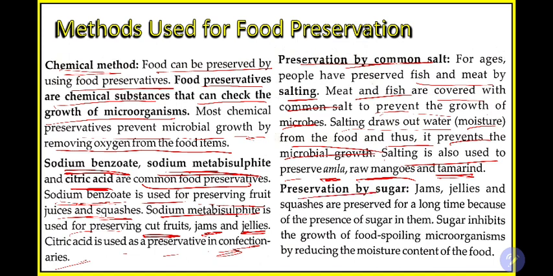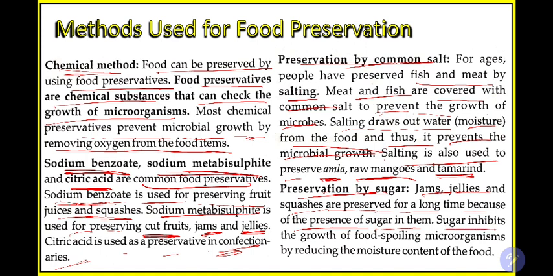Then preservation by sugar. Sugar is also used for preservation. For example, jam, jellies and squashes are preserved for a long time because of the presence of sugar in them. You have seen that jams in small jars are preserved for years. How are they so preserved? Because sugar helps the preservation process.